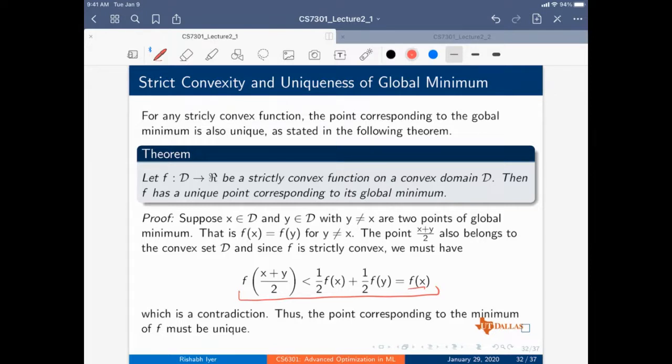Yeah, so there may be none. Yeah, that's actually a good point. So if there exists a global minima in a domain, right, then the global minima would actually be unique for strictly convex functions.